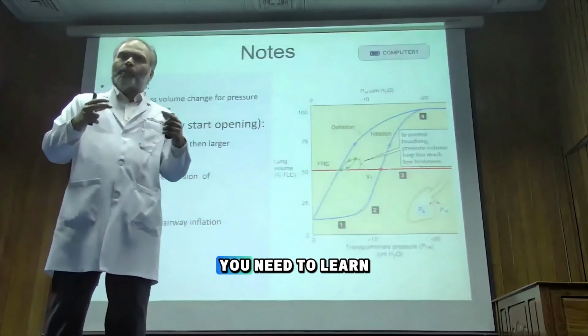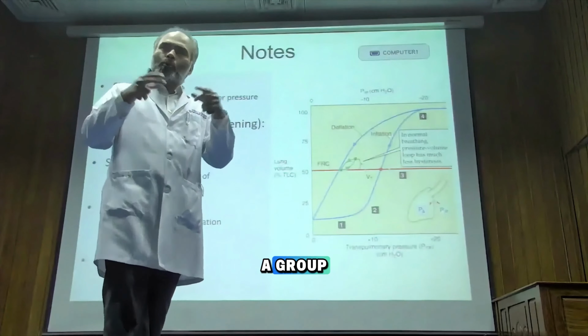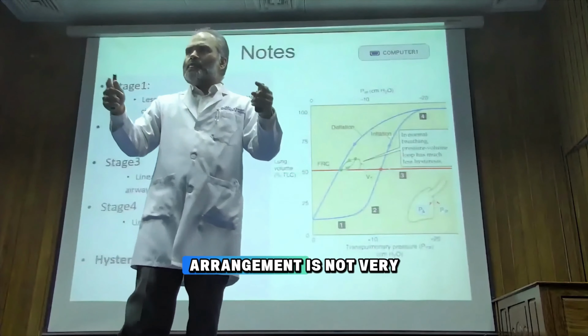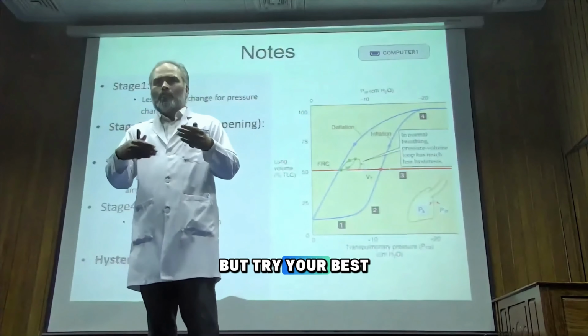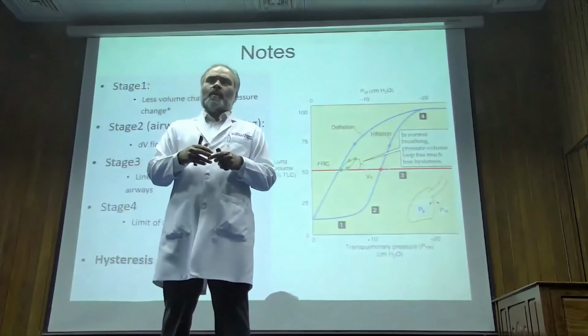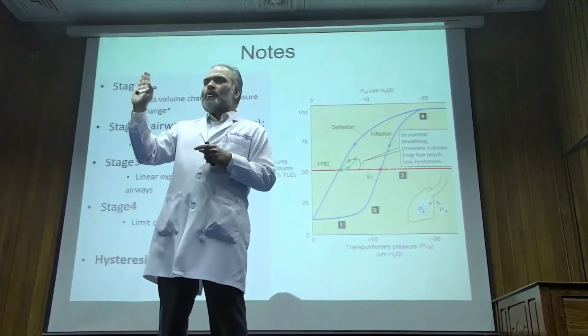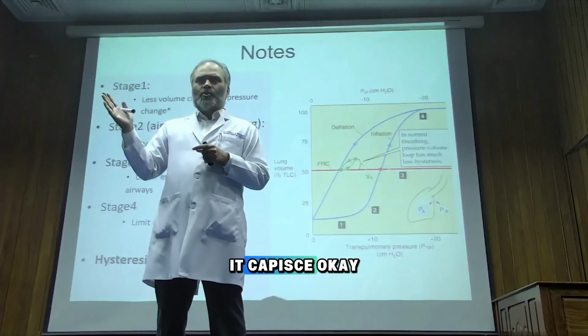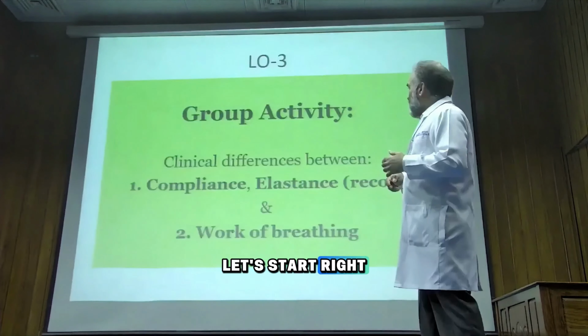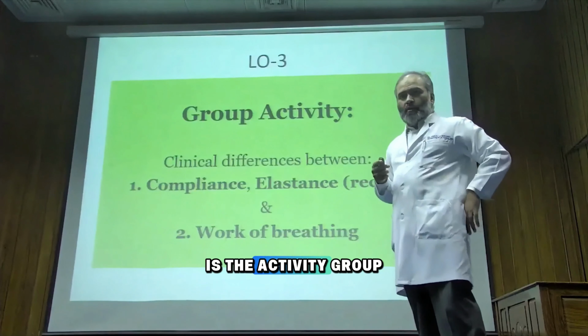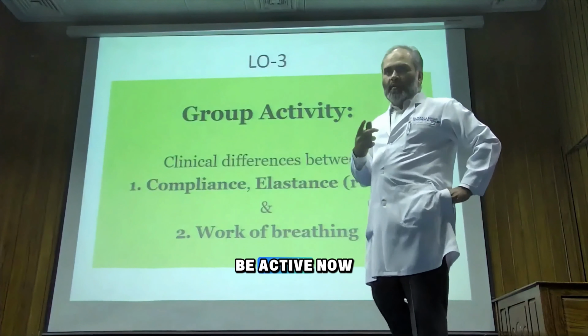This is the difference. You need to learn how to work in a group. I know the seating arrangement is not very ideal, but try your best. Once you conclude, the representative needs to have a piece of paper with my answers on it. Capish? Okay, let's start. Right, group activity. So now is the activity, group 1, 2, 3, 4 be active now.